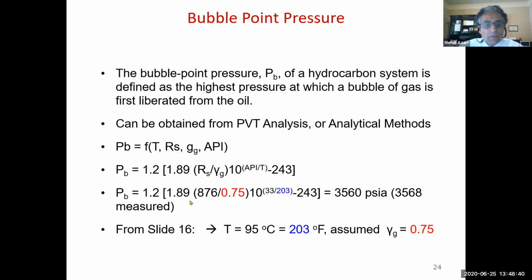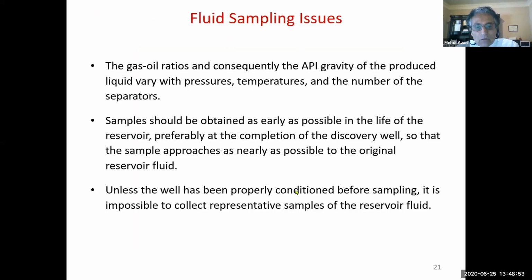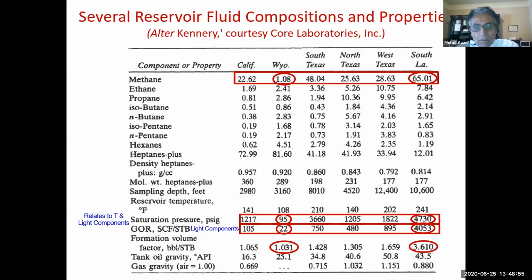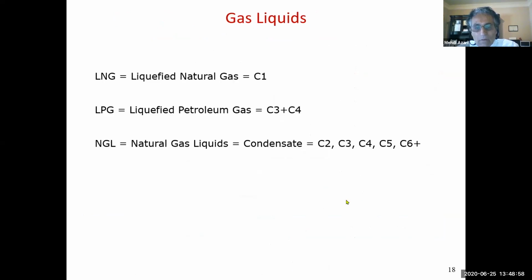These are the different equations. This is one of the equations that I tried, a very good equation: 1.2 times 1.89, gas oil ratio divided by gamma of the gas, multiplied by 10, API divided by temperature, minus 243. And remember that example that I showed you earlier? Yeah, this one. I used the data for this case, all right?